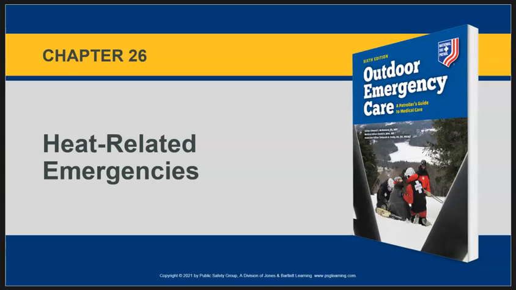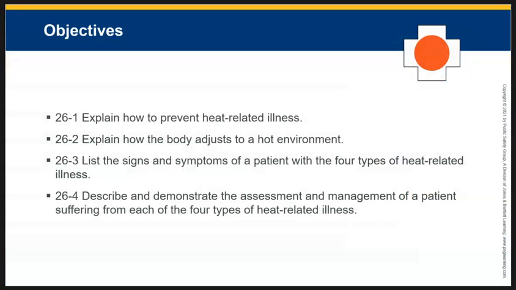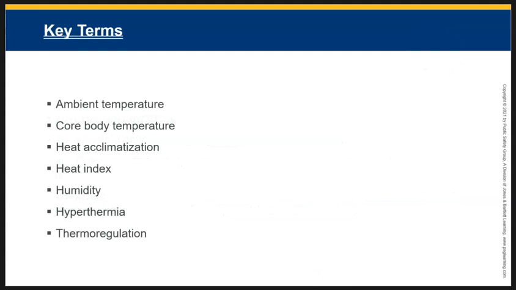This video continues Chapter 26 of OEC6. We've been talking about environmental injuries and specifically in Chapter 26, heat-related emergencies. Here we want to focus on the assessment of these four types of heat-related illnesses. So a couple of things that we'll encounter will just be around some of these terms, especially thermoregulation.